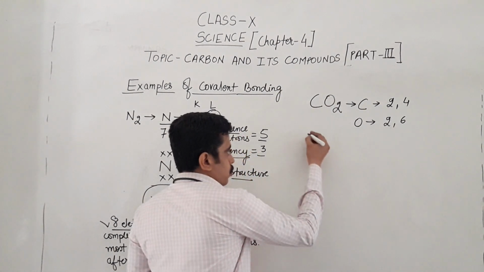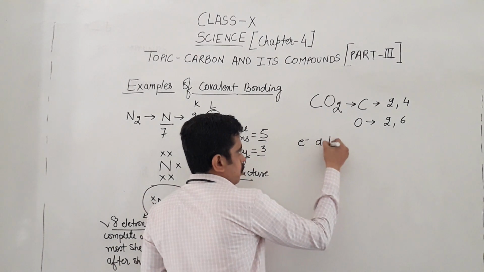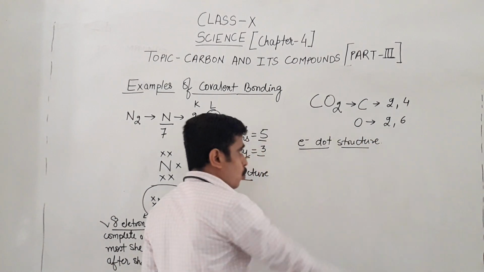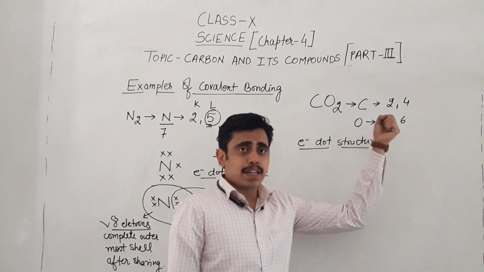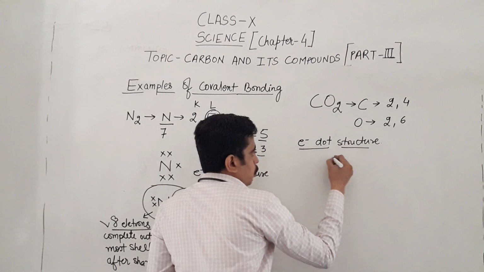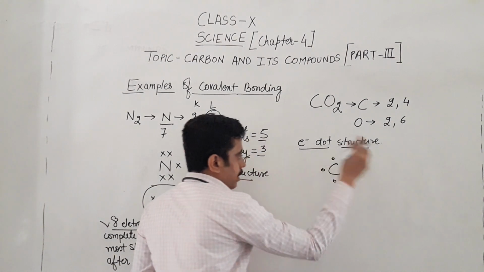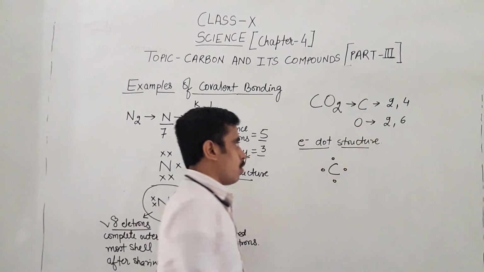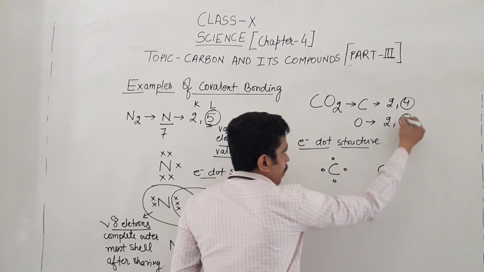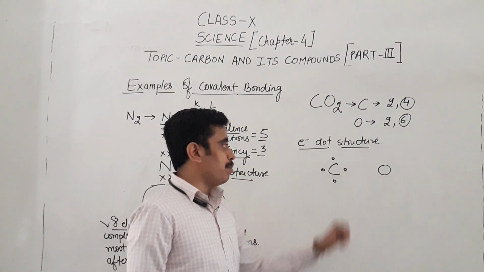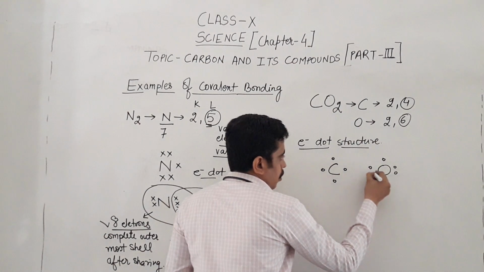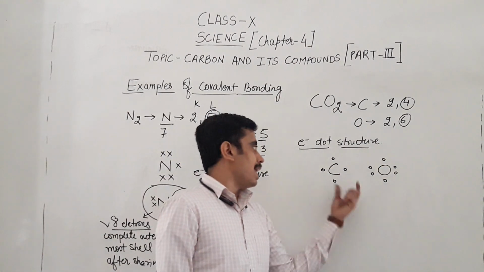Let's see the electron dot structures of both the atoms. In the electron dot structure, you have to show the valence electrons around the symbol of the atom. Carbon has 4 valence electrons, and you can show the 4 valence electrons like this in the form of dots. 4 valence electrons have been shown. Similarly, for oxygen, you have to show 6 valence electrons around the symbol. This is the symbol of oxygen. 6 valence electrons can be shown like this. So this is the electron dot structure of oxygen and carbon.